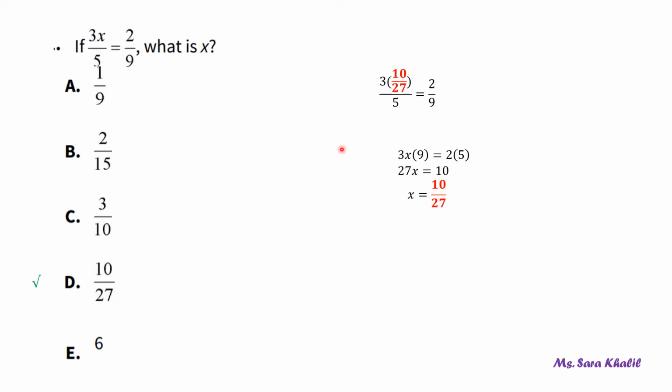The second way can be by cross multiplication. You will end up with 3x times 9 equals 5 times 2. Simplifying it or solving it for x would end up with x equal to 10 over 27.